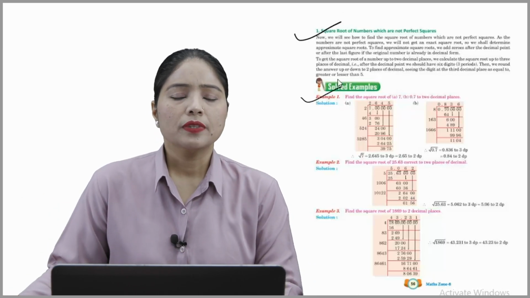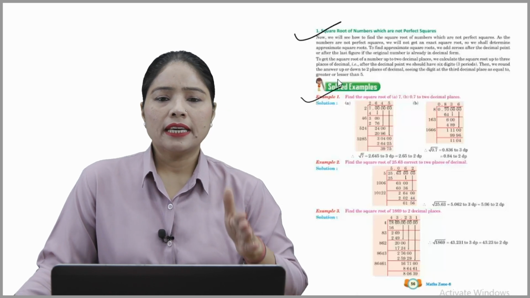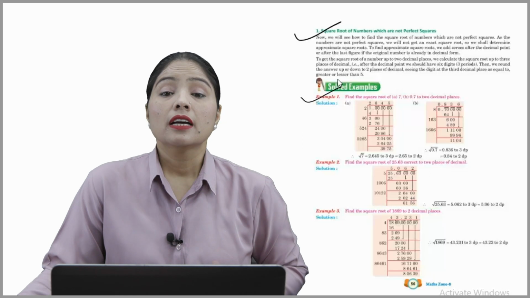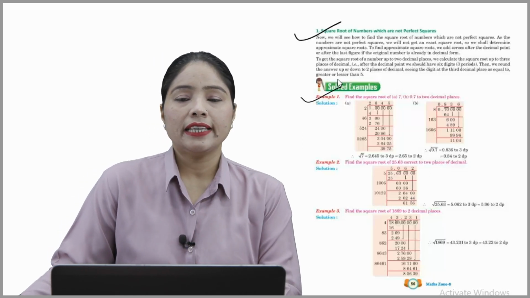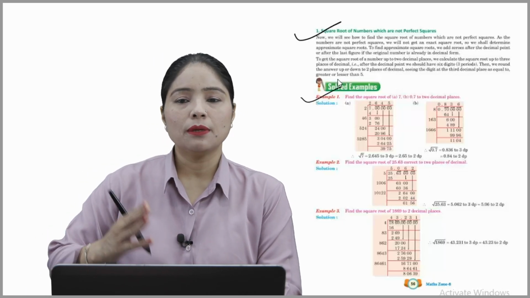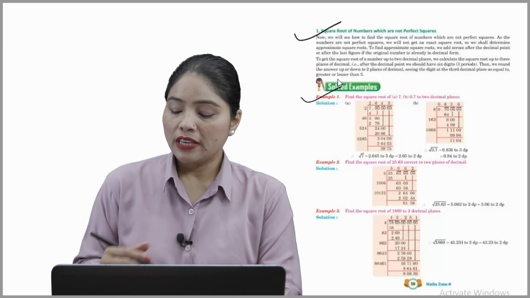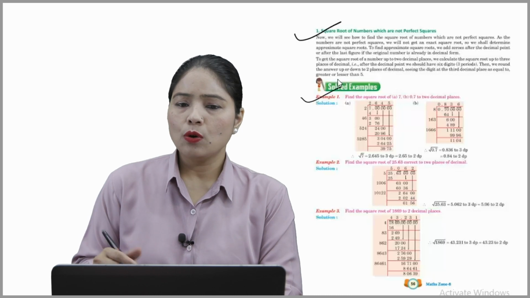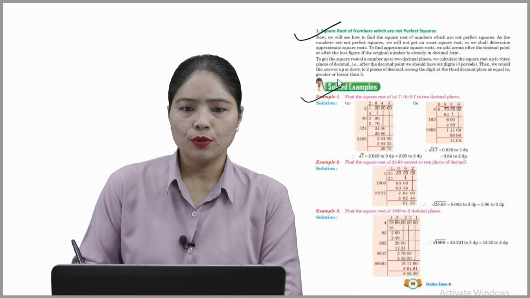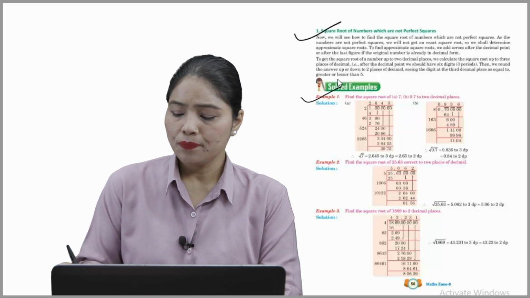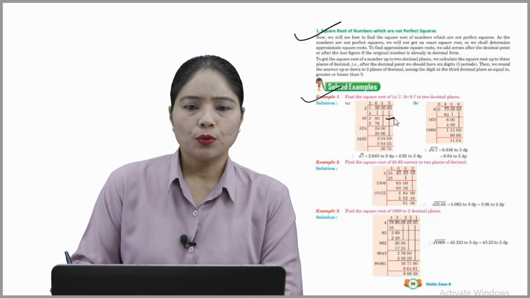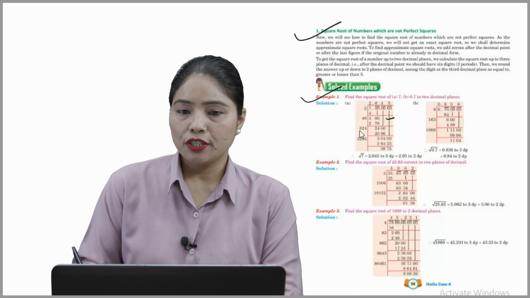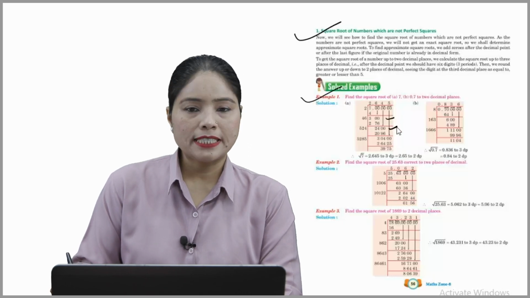Example number 1. Hamne kya karna hai, find the square root of 7. 7 ka square root nikalenge and 0.7 ka nikalenge, but 2 decimal places ke accordingly. So we have to just put 0 0 0 0 0 0 and now just do the same. 2 2s are 4. 7 mein se 4 minus gaya 3. Bring down 2 0. Okay, now 46 6s are 276, minus 24, bring down 0 0.